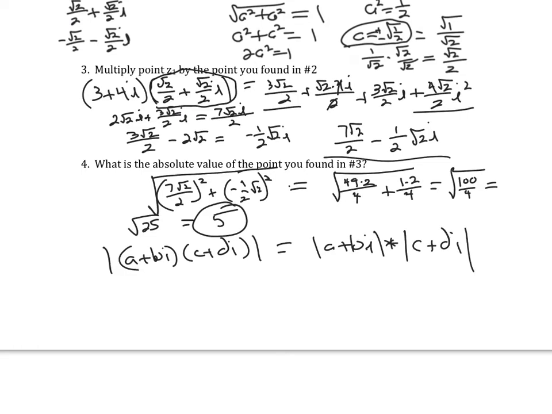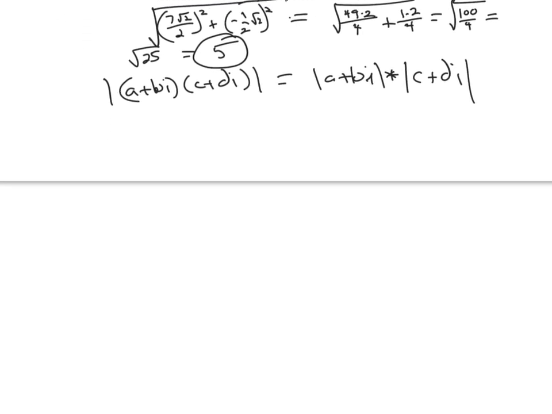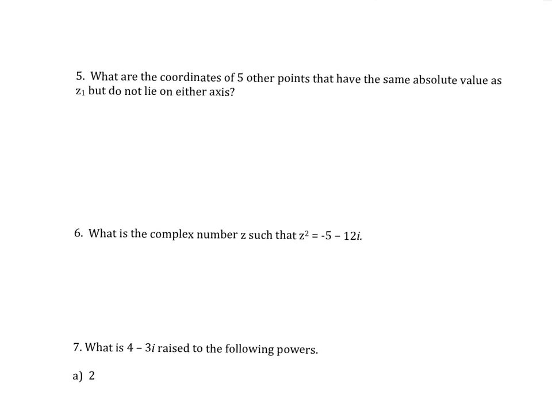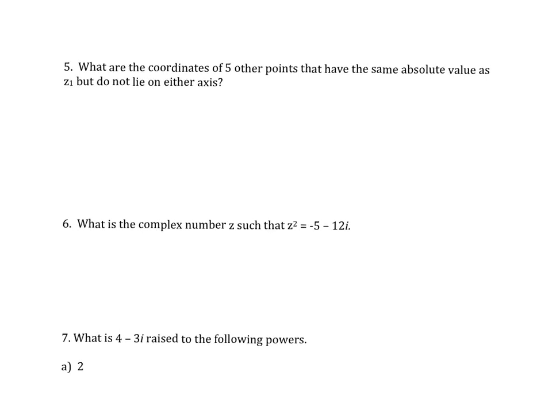Okay, so let's continue here, and we will go on to our next page and take a look here. Okay, what are the coordinates of 5 other points that have the same absolute value as z1 but do not lie on either axis? Well, basically what we're saying is they have to be on the circle that lies at a distance of 5 from the center point here, 0, 0.